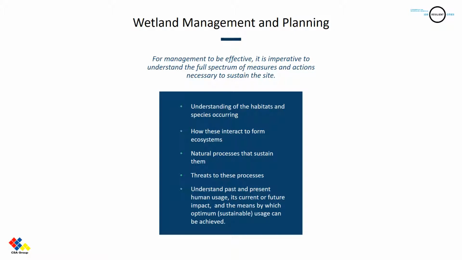So, key actions are understanding the habitats and the species occurring, how these interact to form the ecosystem, the natural processes behind what we are seeing, threats to these processes, understanding past and present human usage, and any potential or future impact that can affect the processes and the management of the area. That's something that we also take into account when we are doing wetland management and planning.